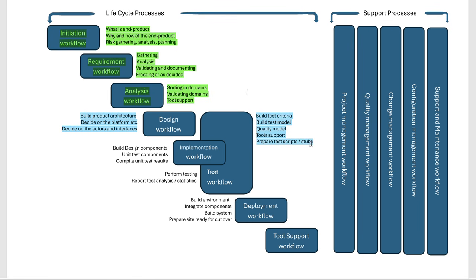Prepare test script and stubs. This is important. Test scripts are written test cases that define exactly what the test should do. Now this is the script. We'll prepare the script. This is run against the actual class that has been built, and we will just run it. Whether the system fails or passes depends on this. We have built the criteria, and it will be tested against the criteria.